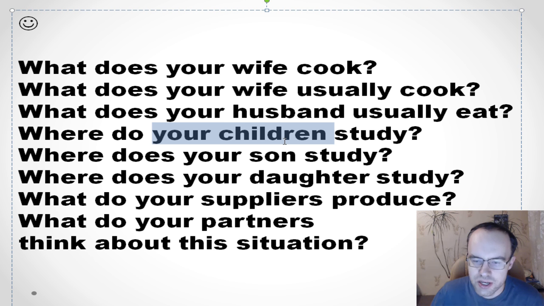Where do your children study? They. Where does your son study? He. Where does your daughter study? She. What do your suppliers produce? They. What do your partners think about this situation? Your partners? They.